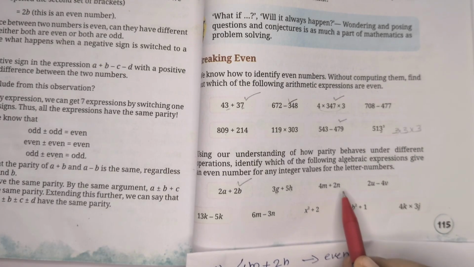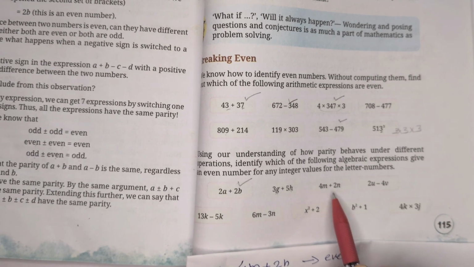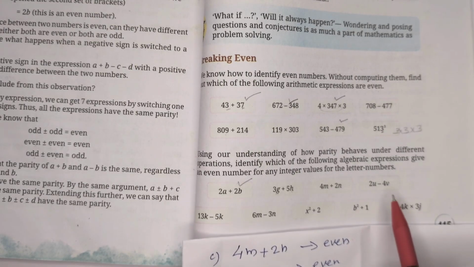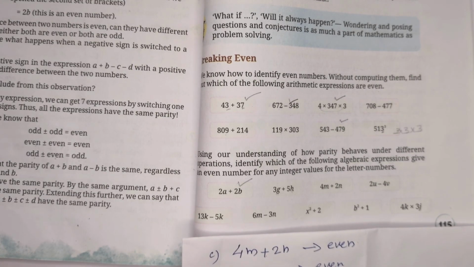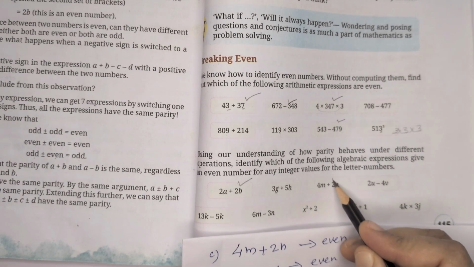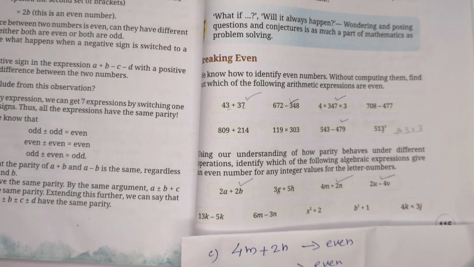Next one, 4m plus 2n. 4m and 2n, both the numbers are even. So the sum also will be even. And 2u minus 4v, that also both the numbers are even. So the result also will be even.